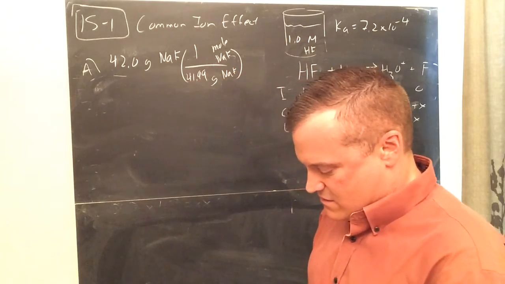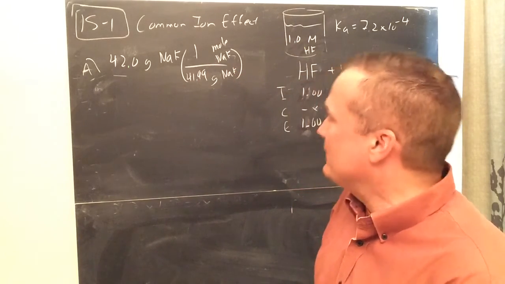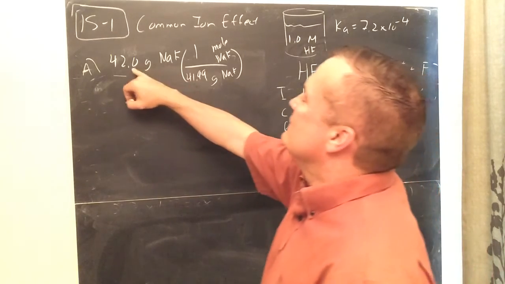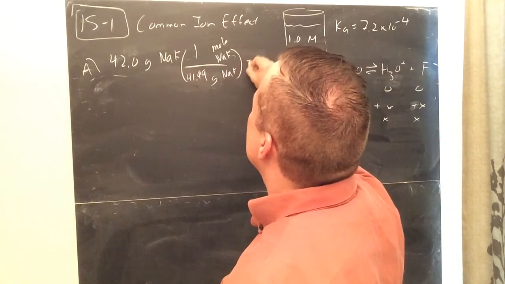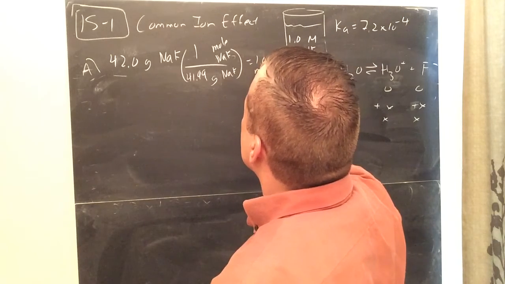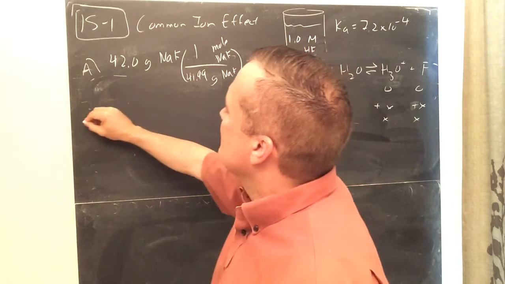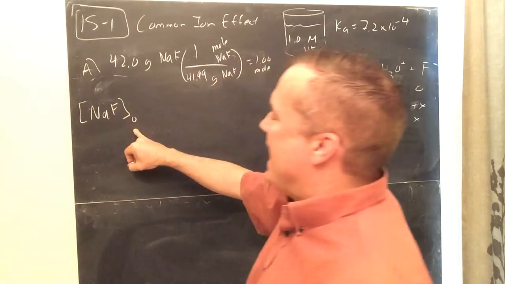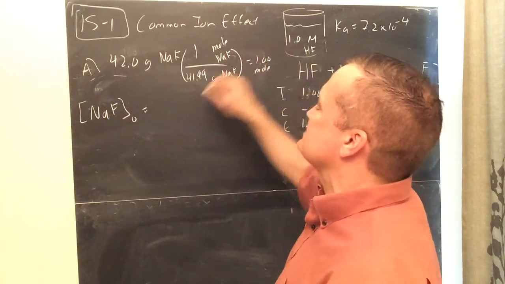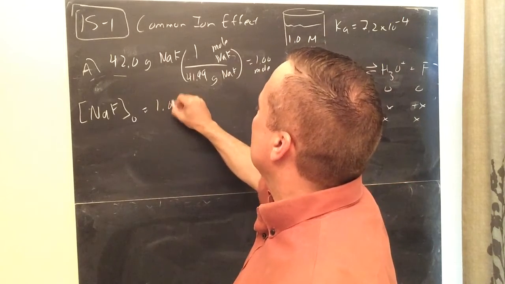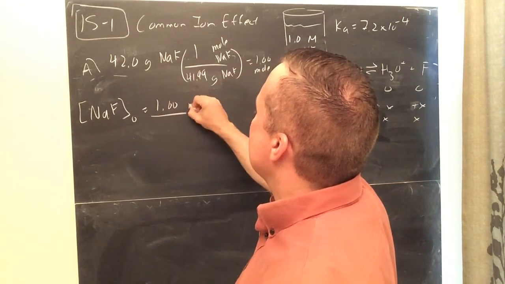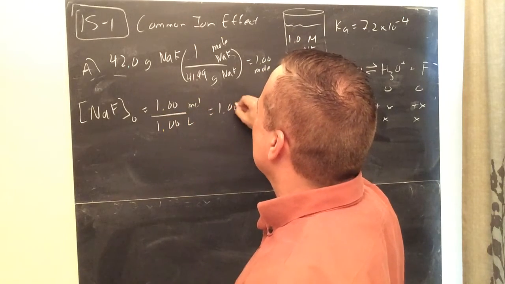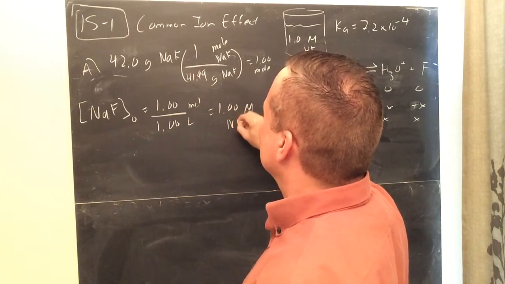All right, so yeah, 41.99, almost pretty much 42. Look, it's 1 mole pretty much, okay? This divided by that is 1. Oh, that's easy. 1 mole. So the molarity of NaF, initially, when you add it in the very beginning, you put that in water, it dissolves. You have 1 mole in 1 liter of solution. So that's going to be 1 molar NaF.